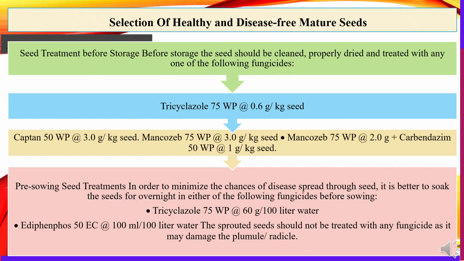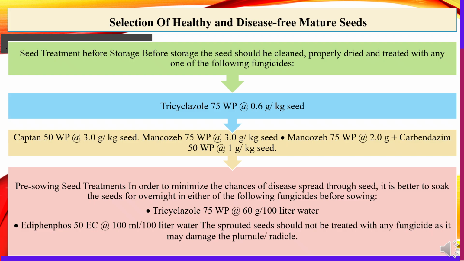Seed selection and treatment for disease management in rice. 1. Selection of healthy seeds. Always select mature, healthy, and disease-free seeds. For blast prevention, treat seeds with tricyclazole 75 wettable powder at 0.6 gram per kilogram seed.